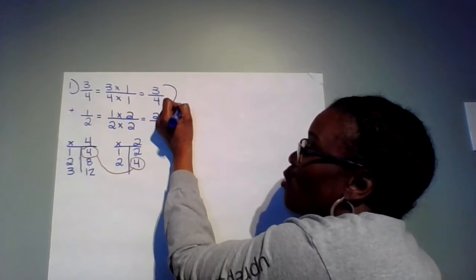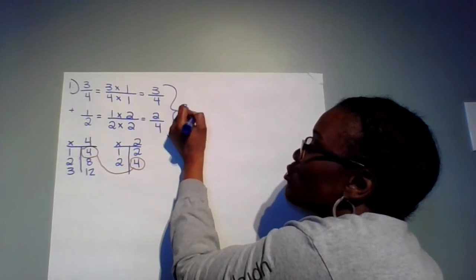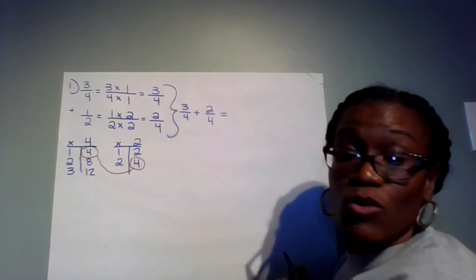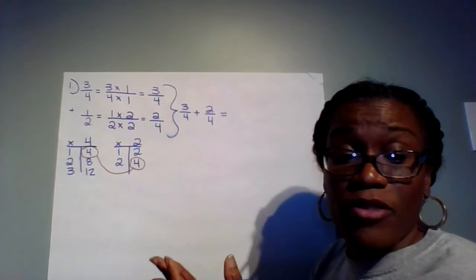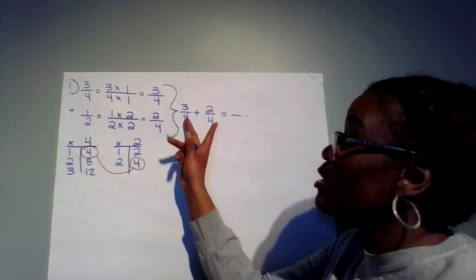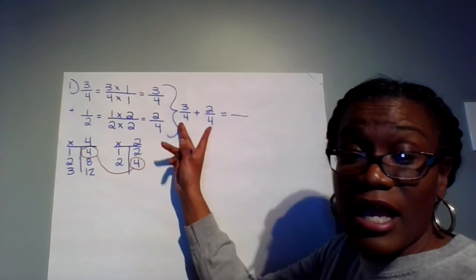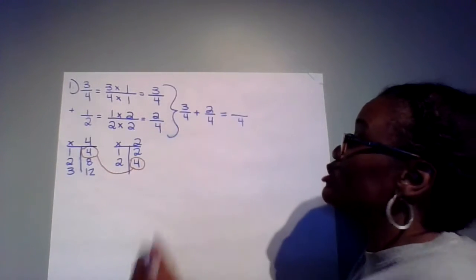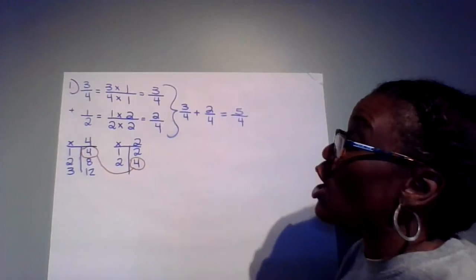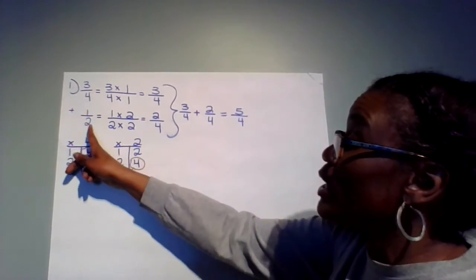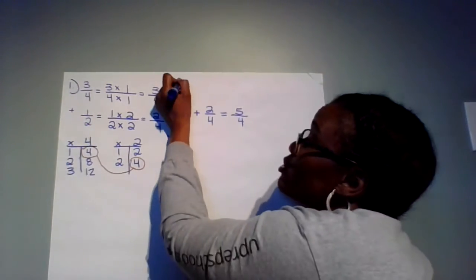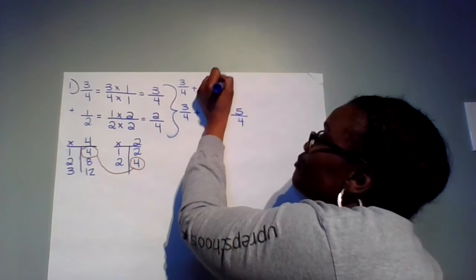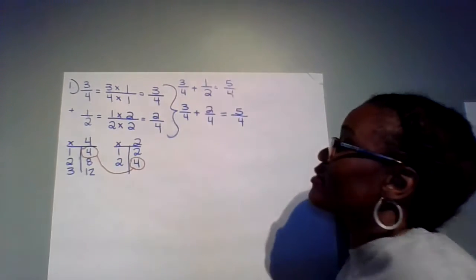So I'll change my equation back to 3/4 plus 2/4 equals what? Now remember from our other lessons, when we're adding two fractions that have the same denominator, our denominator stays the same, and 3 plus 2 is 5. So 3/4 plus 1/2 is equal to 5/4. And I can write that equation at the top.